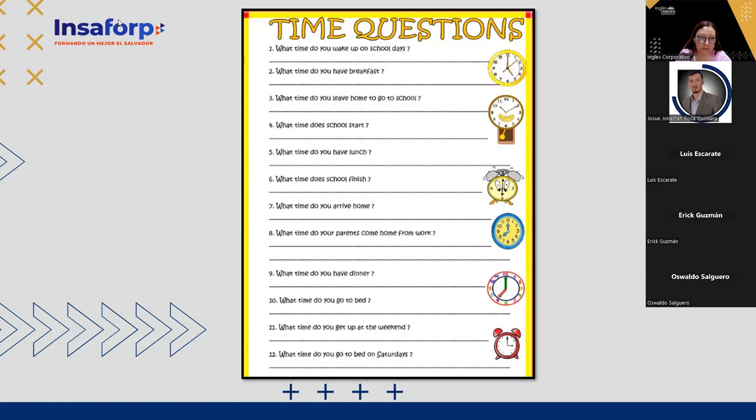Una pregunta. Son solo tres, ¿verdad? Sí, escogen tres. Y desarrollen bueno cada respuesta.